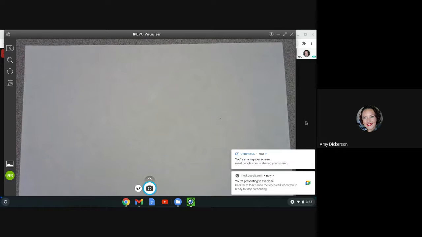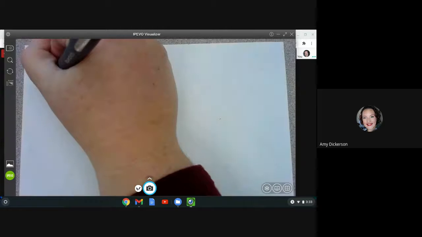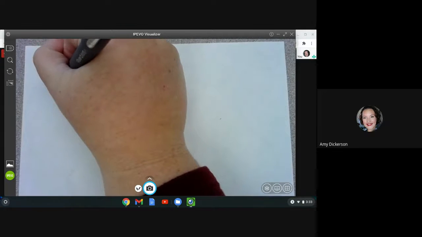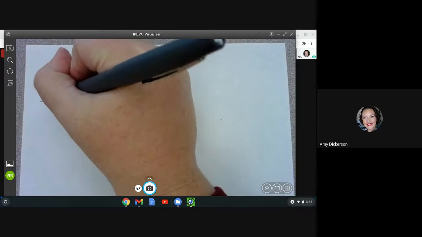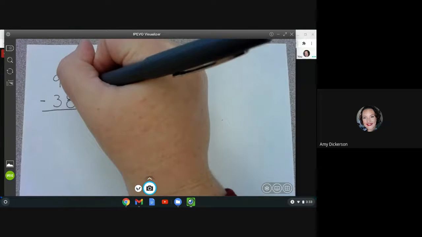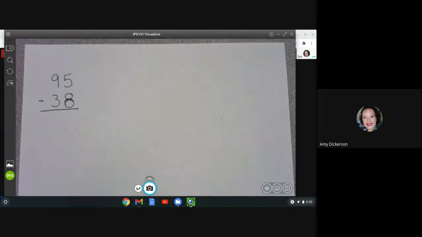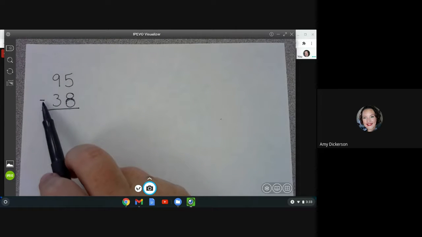All right, so here is my paper, and I'm going to start with this problem. 95 minus 38 equals. All right, so the first thing I look at is my sign. I see a minus sign, which means I am subtracting or taking away.